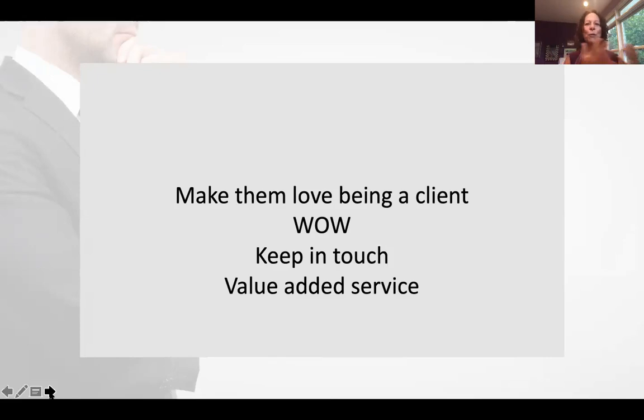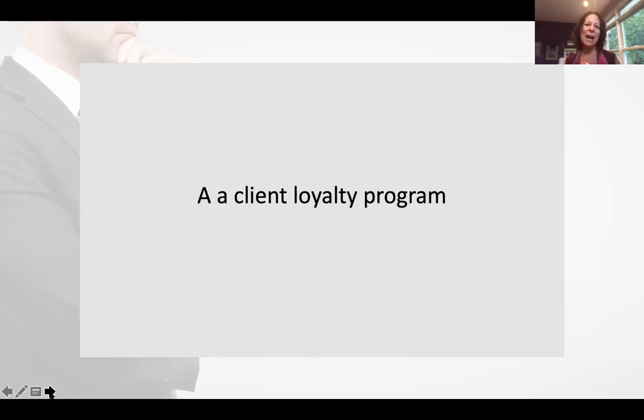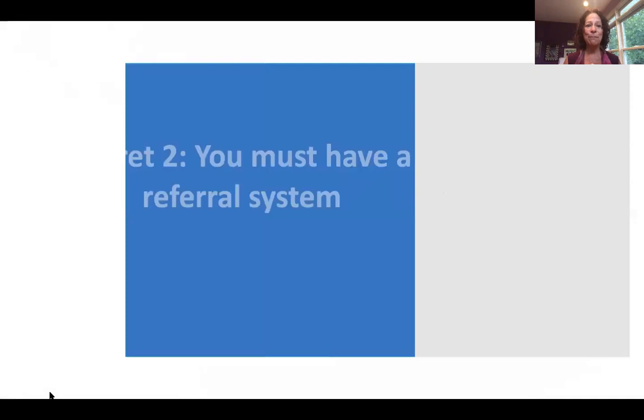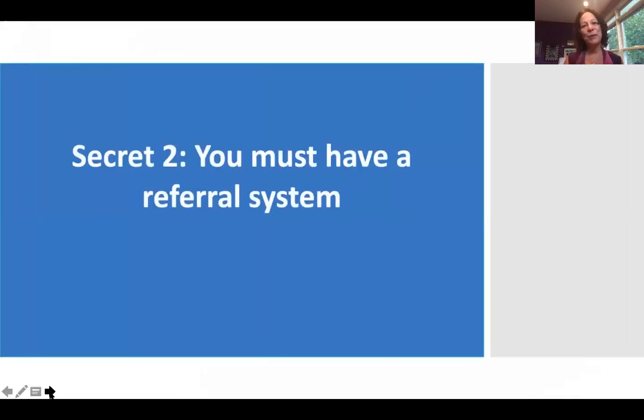Keep in touch with past client family members, prospective client family members, and current ones. Keep adding more value every day. In my company, we have a meeting to say, what else can we do to create more value? Not to go hunt for more people, to focus on the people we have. You can create a client, customer, or patient loyalty program where the longer people stay with you, the more you reward them. Let's go to secret number 2.